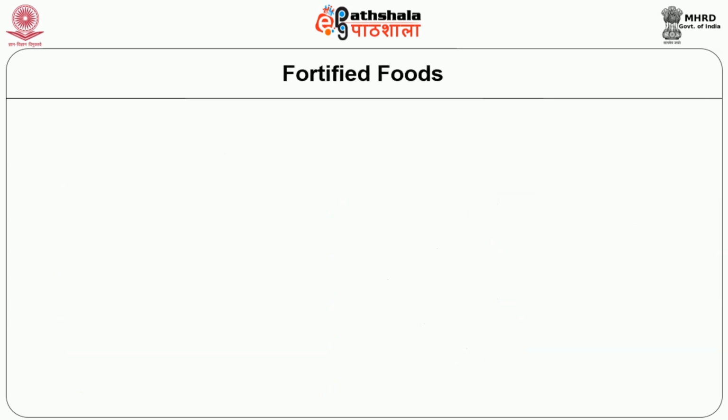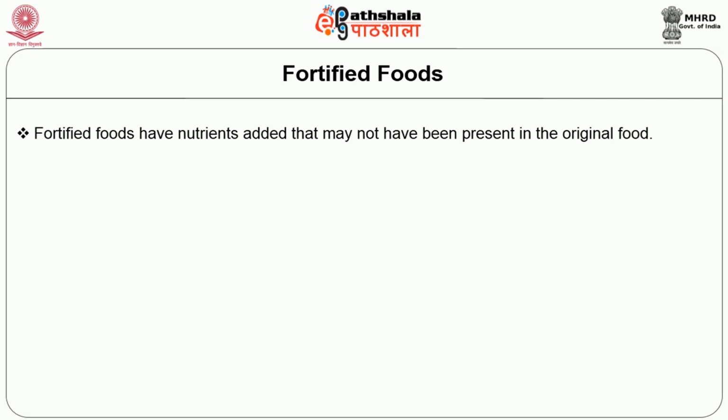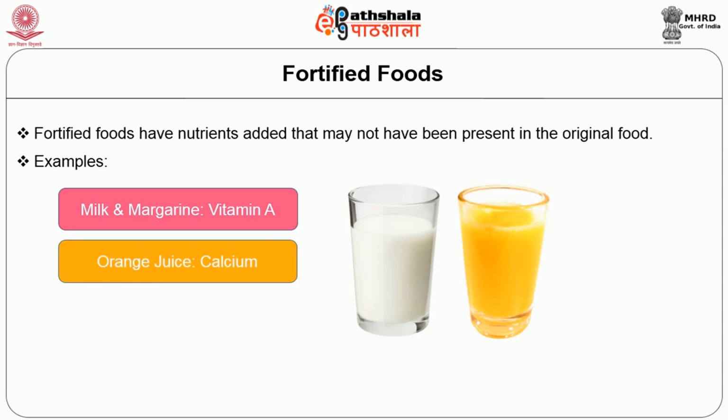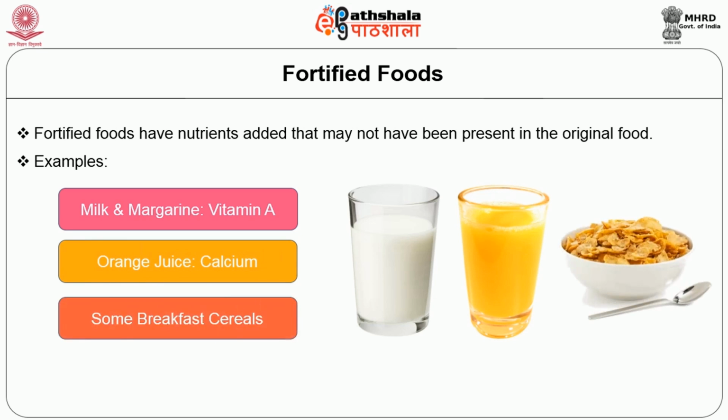Another important thing is the fortified foods. Milk, for example, have nutrients added that may not have been present in the original food. See, earlier, the foods may have had limited quantities, which you were enriching, which is already present. But here, with fortification, for example, if you take milk or orange juice, compounds that are not present can also be fortified. Example, milk and margarine, you can fortify with vitamin A. Orange juice can be added with calcium. Or some breakfast cereals, you can add either iron or even calcium. This way fortified foods also can be enriched.